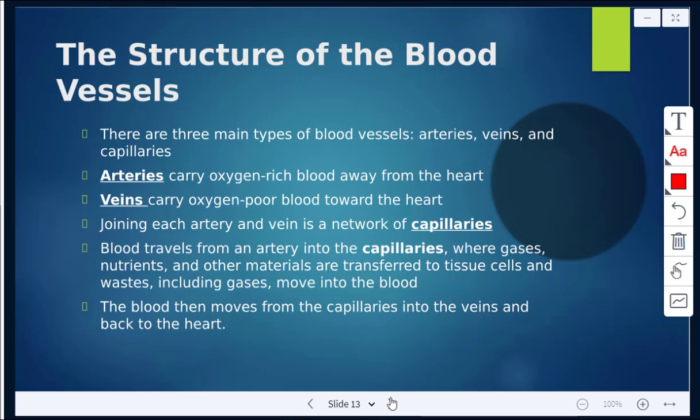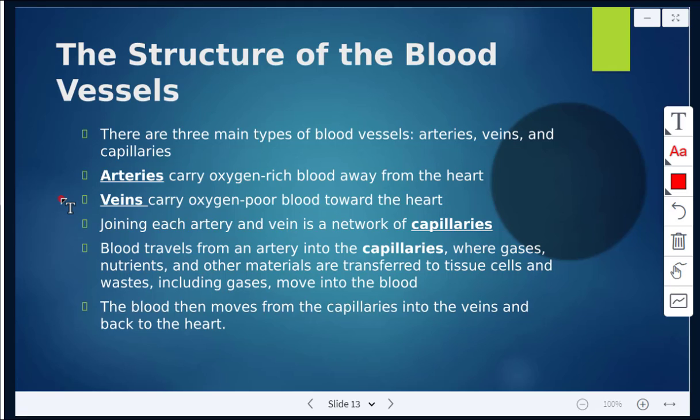All right, so next we'll look at the structure of the blood vessels. There are 3 main types of blood vessels: the arteries, the veins, and the capillaries. Arteries carry the oxygen-rich blood away from the heart. One way to remember: arteries start with A, and A means away from the heart. So arteries carry blood away from the heart.